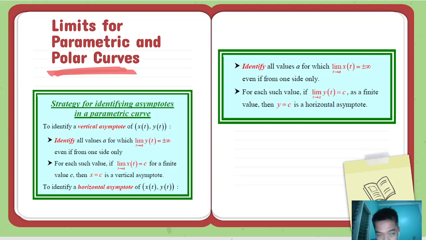I have checked your assignment number 2, and number 4 is considered a bonus because that is in terms of a polar curve, and we did not discuss yet the vertical and horizontal asymptotes of the polar curves.